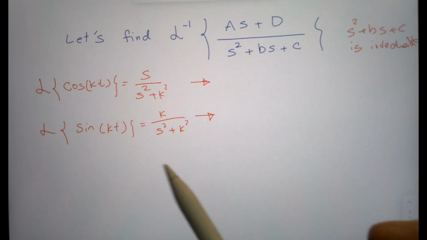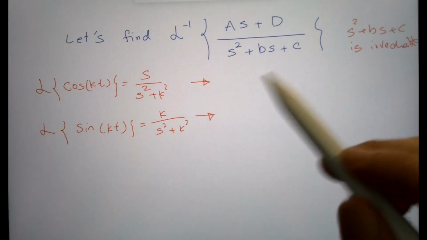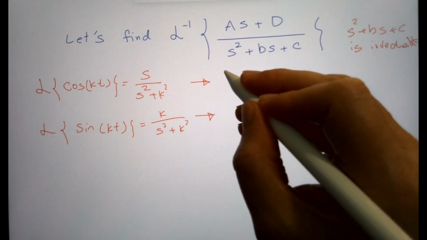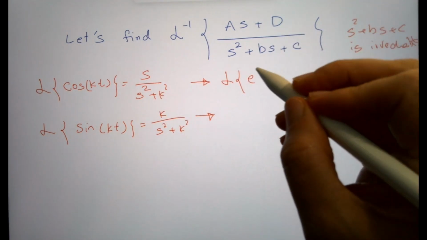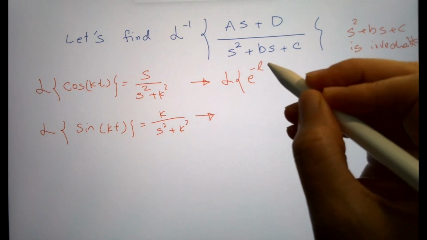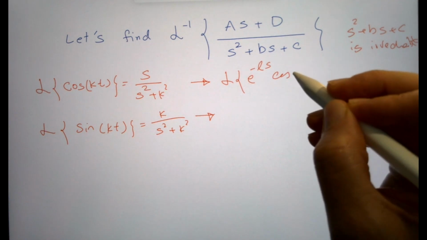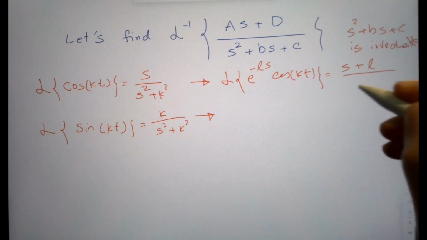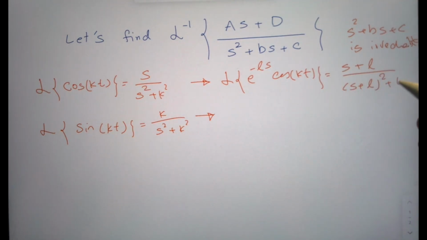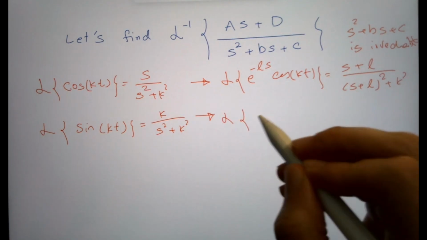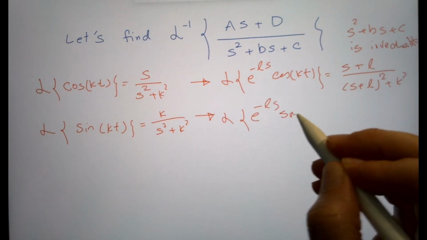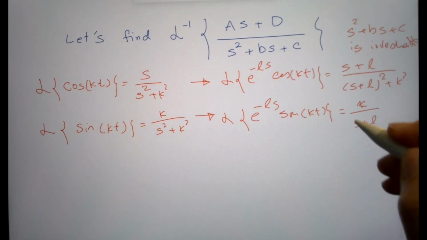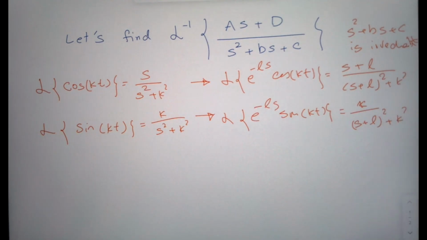Now, if we do a shift, let's say by L, we will have the Laplace of e to the power minus Lt cosine of kt is equal to the shift, s plus L over s plus L to the power 2 plus k squared. And the same thing here: the Laplace of e to the power minus Lt sine of kt is equal to k over s plus L to the power 2 plus k squared.